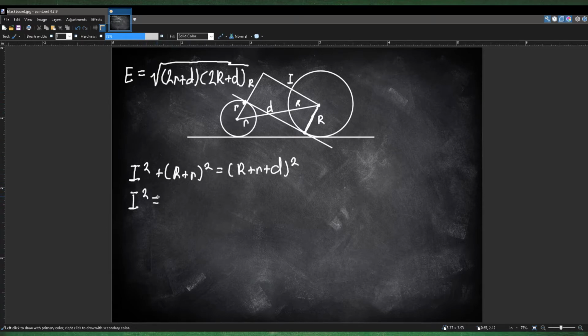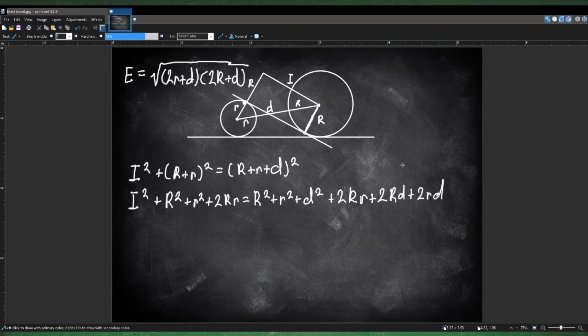So our internal tangent squared, plus bigger radius squared, smaller radius squared, plus 2 big R small r, and the distance, and 2rd, 2Rr plus 2Rd plus 2 small rd. Cancel out similar terms, and this one cancels out with this one. So that means I squared is equal to d squared plus 2RD plus 2rd. Okay, so now we can't simplify like this now, right?